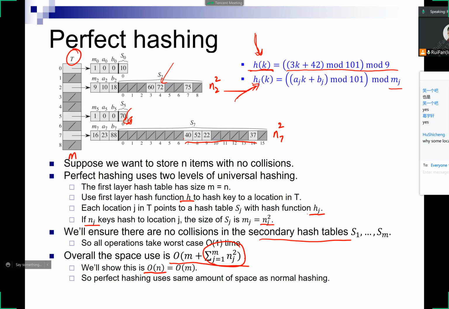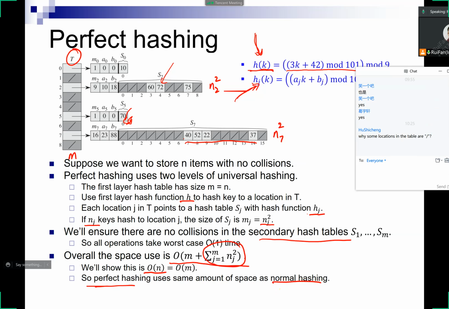So even though we're using a lot of different hash tables, the total size that we're using is simply proportional to the number of keys that we have. And this is optimal, of course, because if you want to store n keys, you have to use order n storage, unless you use some sort of compression or something, which we don't think about. Therefore, perfect hashing and normal hashing are going to use the same amount of space. And perfect hashing doesn't have any collisions.